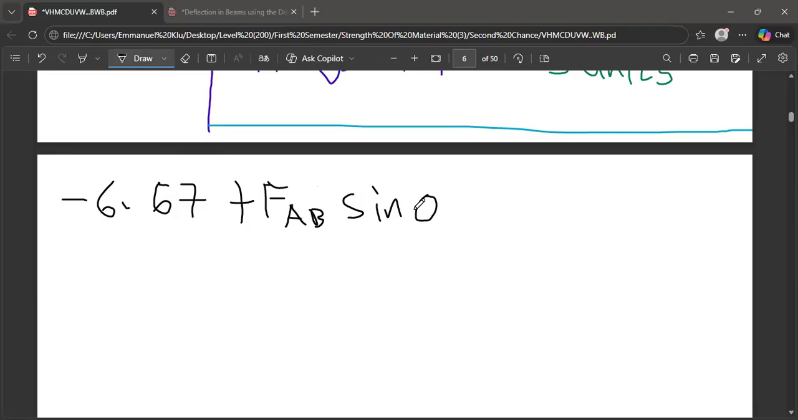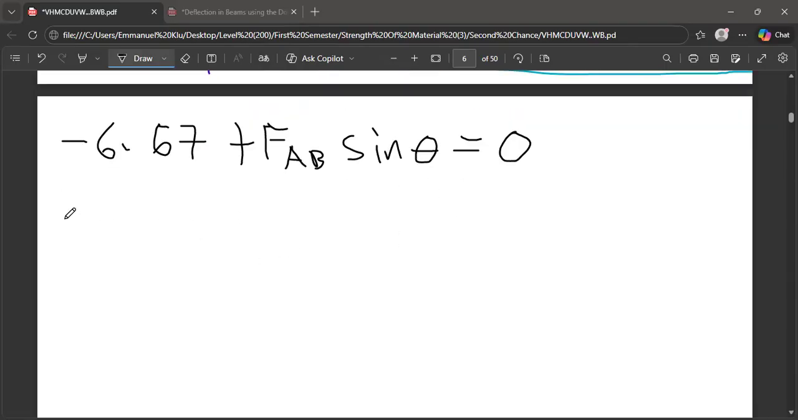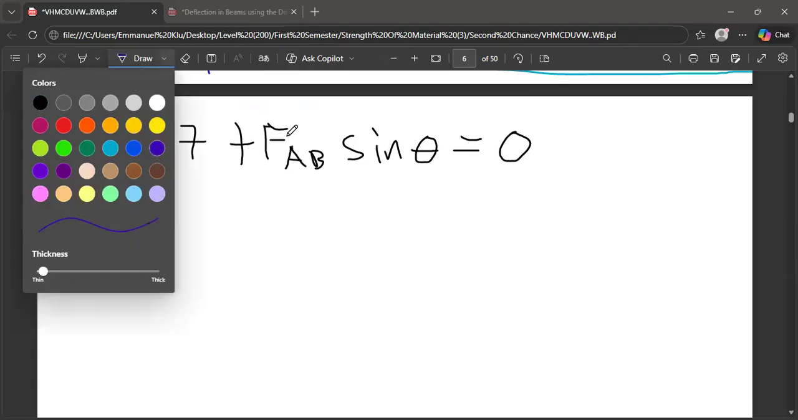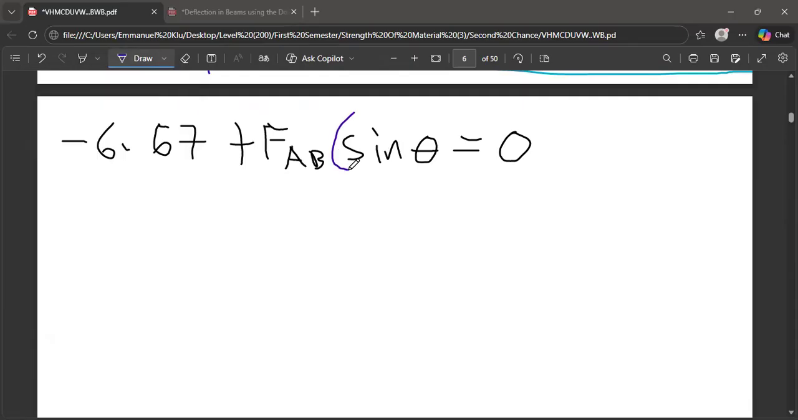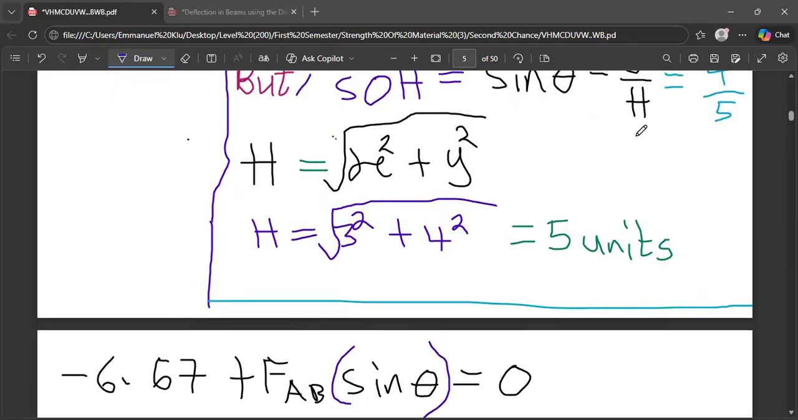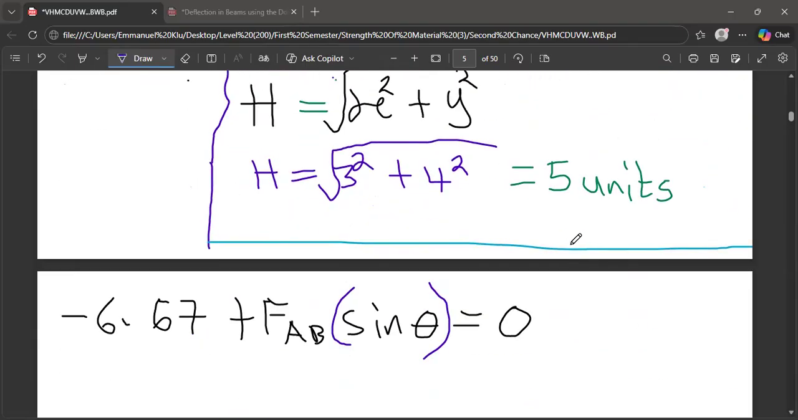FAB sine theta is equal to 0. Good. So from here, it's just a matter of substitution. Once I put this into brackets, you should know that something is happening to it. So now in place of this, we can put 4 over 5, as you saw.